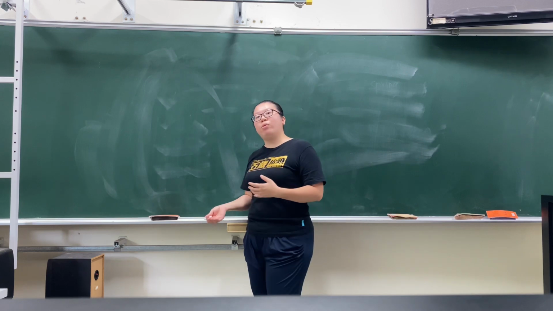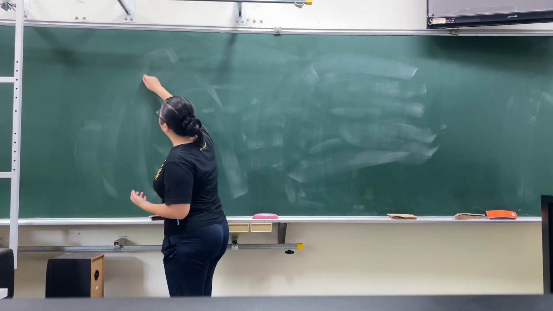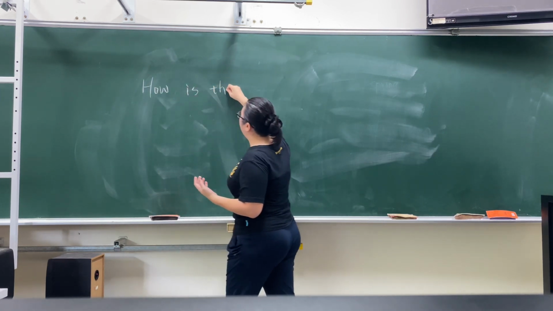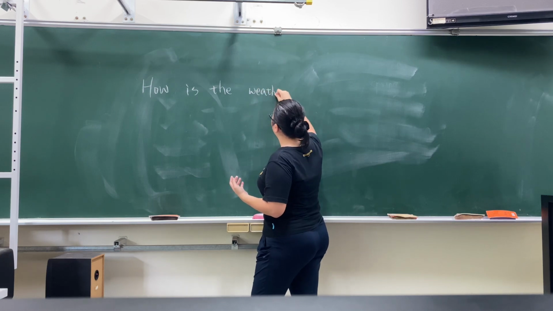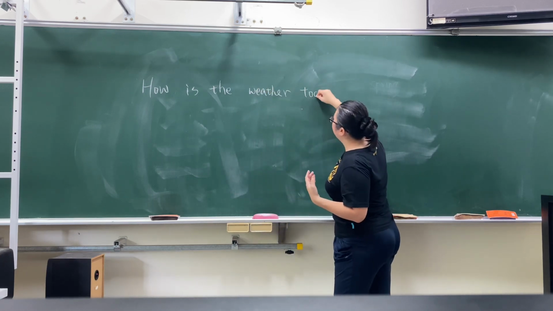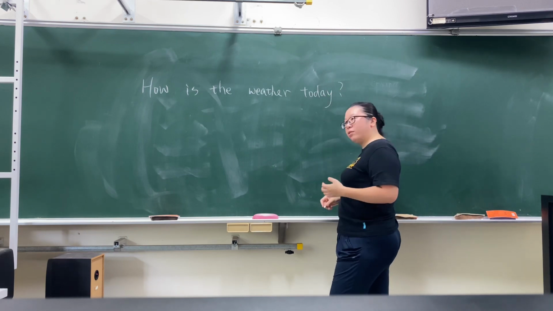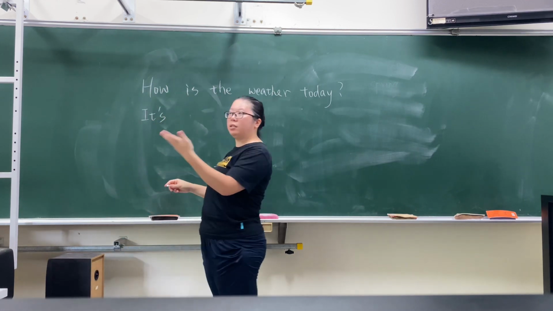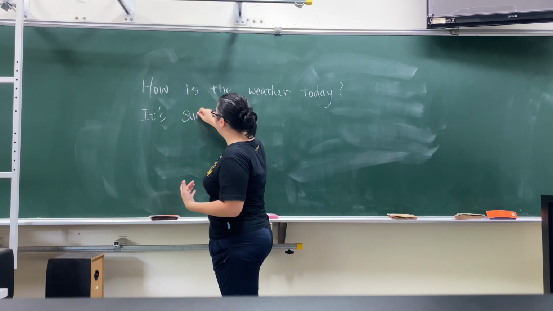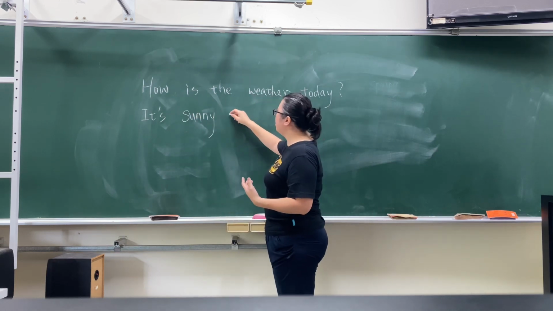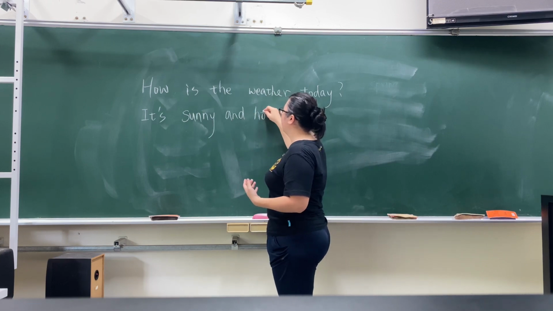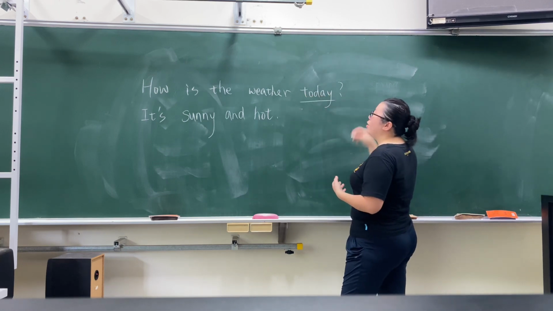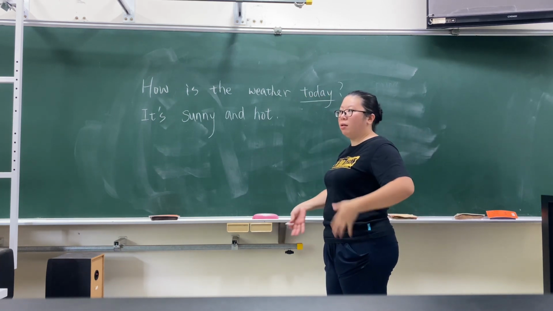Now, let's move on to the sentence structure. Whenever you want to ask somebody about the weather today, we have two kinds of asking. First, start with how. So, how is the weather today? And you answer with it's. Let's say today's weather is sunny and hot. Yes. Awesome.